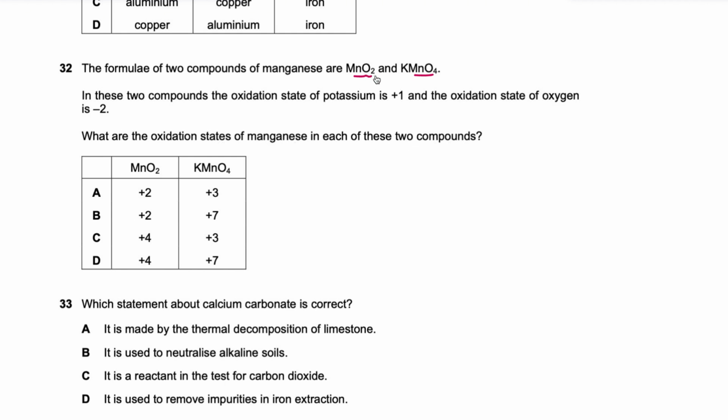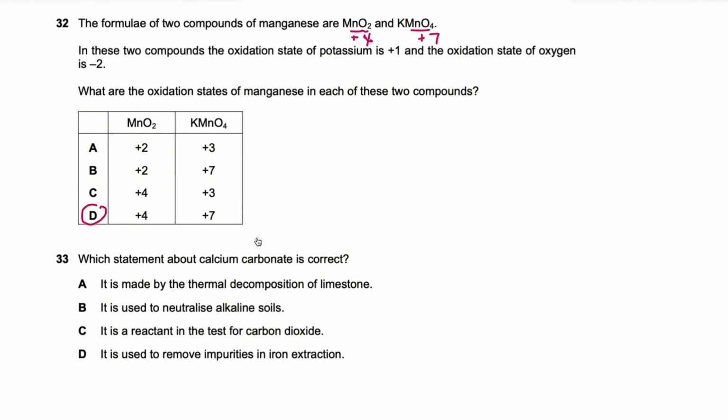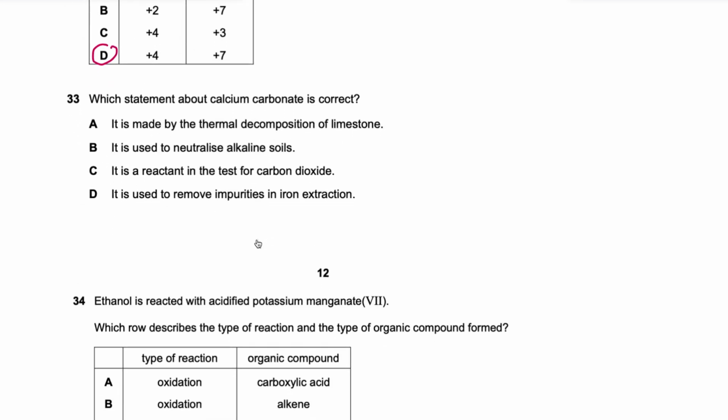What are the oxidation states of manganese in each of these two compounds? Why do they call it manganese 4 oxide? This one will be +4. Okay, why do they call it manganese 4 oxide? Manganese here is +4, and manganese here will be +7. That's why they call this one manganese 7. Okay? So the correct answer will be D.